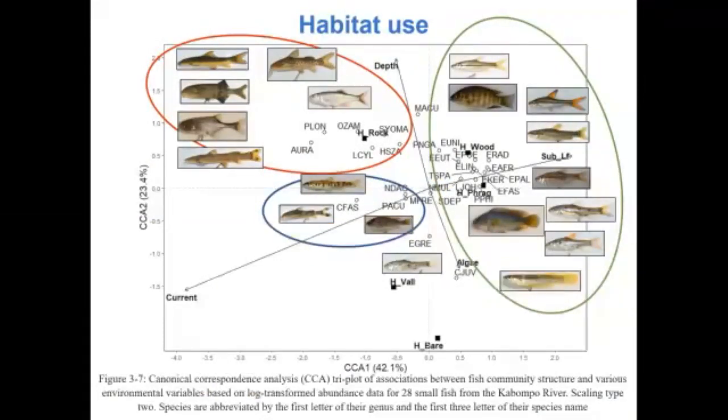So ultimately, what we found was that there are 3 main clusters. The first group contained mainly Enteromius and small cichlids, which were associated with phragmites and woody habitats. A second group associated with rocky habitats, which contained your characteristic rock-loving species. And then lastly, a rheophilic group associated with increased current velocity. And then there were 2 species here at the bottom, which were more associated with vallisneria and the bare habitats.